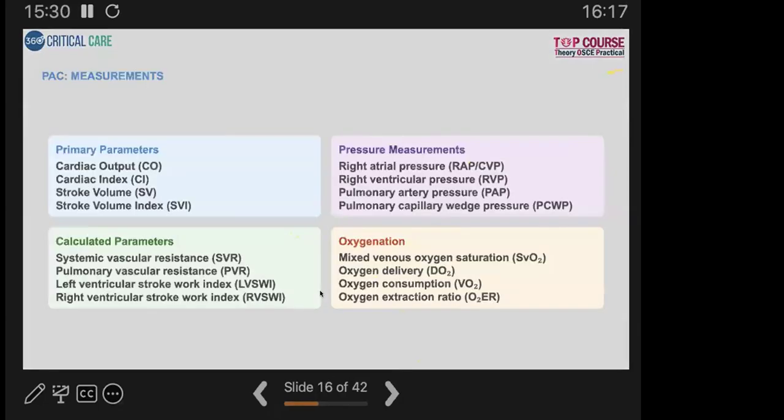So what are the parameters you derive from the pulmonary artery catheter? The cardiac output, cardiac index, stroke volume, and stroke volume index. You can also derive systemic vascular resistance, pulmonary vascular resistance, left ventricular stroke work index, right ventricular stroke work index, and pressure measurements like right atrial pressure, right ventricular pressure, pulmonary artery pressure, and pulmonary capillary wedge pressure. You can also derive oxygenation parameters like mixed venous oxygen saturation, oxygen delivery, oxygen consumption, and oxygen extraction ratio.